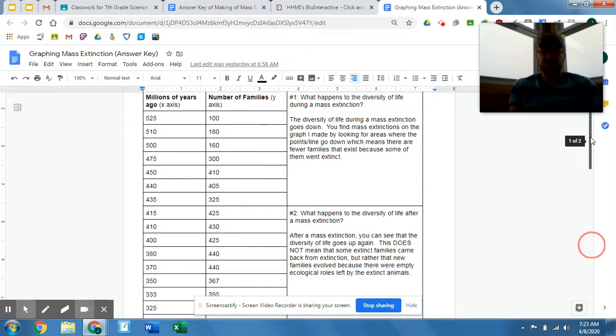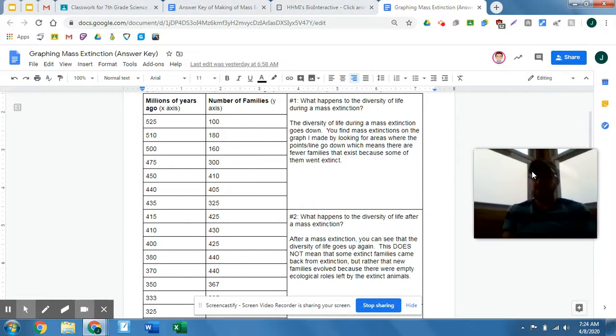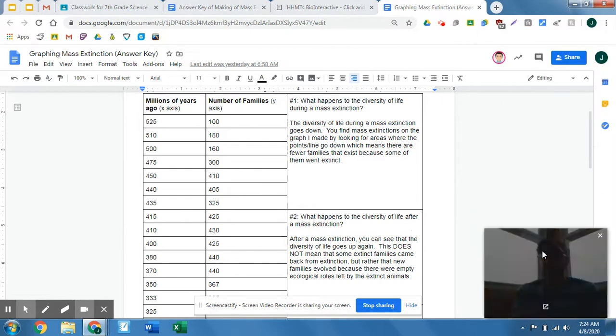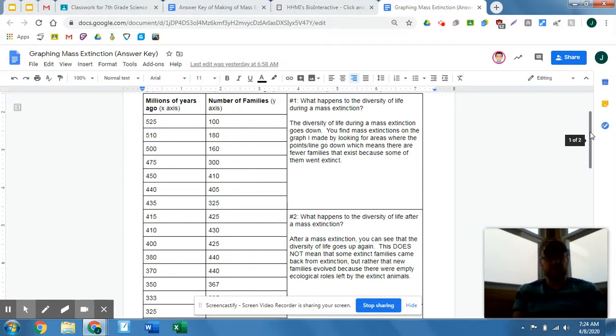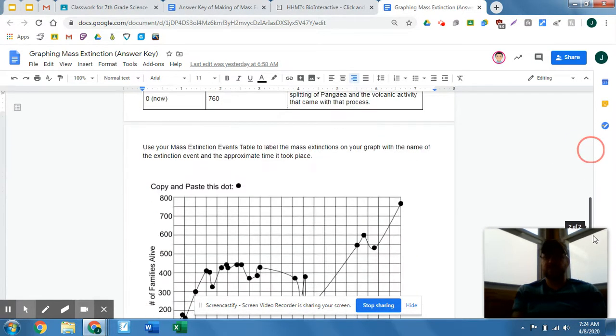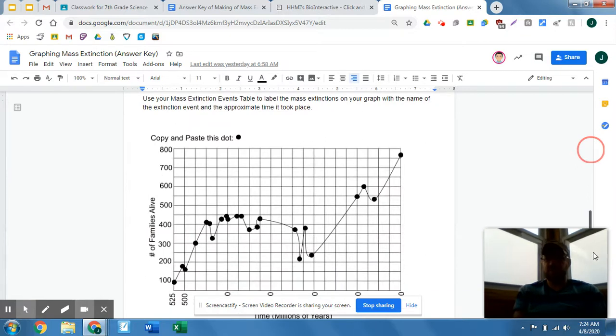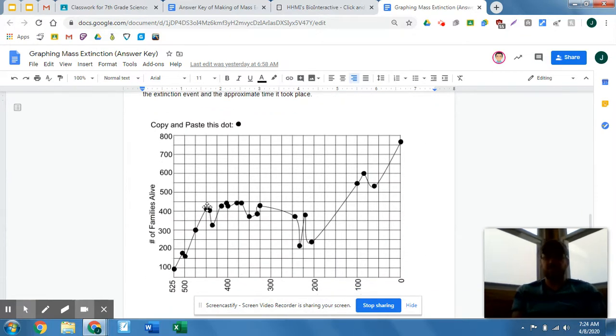But these three questions are kind of what you might get asked on the quiz, and it's what we've been focusing on a lot lately. What is a mass extinction? Mass extinctions are when the diversity of life goes down drastically. Something wiped out a lot of the living things on Earth. On the graphs, you find mass extinctions by looking, on the other one, for peaks, but on this one you're looking for where the number of families goes down quickly. So you can find the mass extinctions that way.